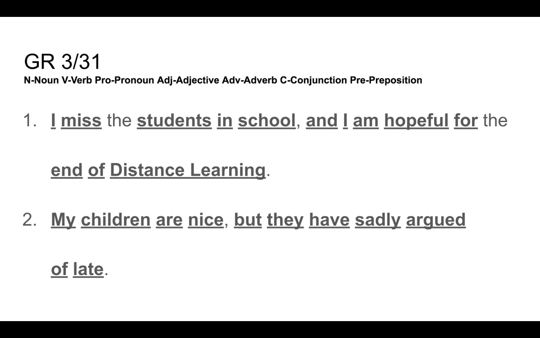Number one: I miss the students in school, and I am hopeful for the end of distance learning. And then number two: my children are nice, but they have sadly argued of late. And so what you do is you write these sentences down, and then I want you to identify each one of these, whether it's a noun, a verb, a pronoun, an adjective, an adverb, a conjunction, or a preposition. So fill it out as best as you can.